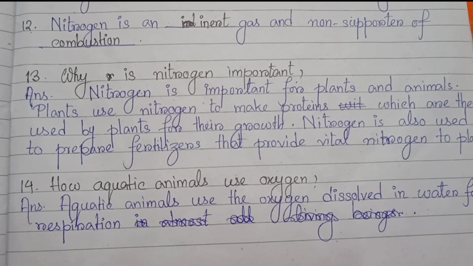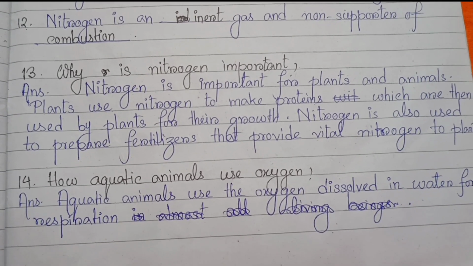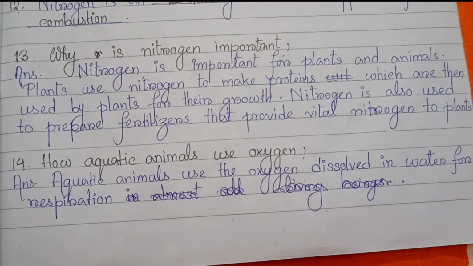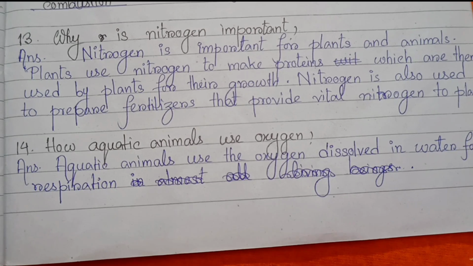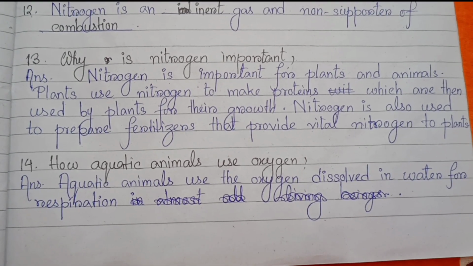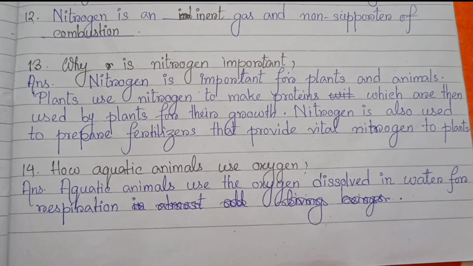Plants use nitrogen to make proteins, which are then used by plants for their growth. Nitrogen is also used to prepare fertilizers that provide vital nitrogen to plants. Number 14. How do aquatic animals use oxygen? Aquatic animals use the oxygen dissolved in water for respiration.